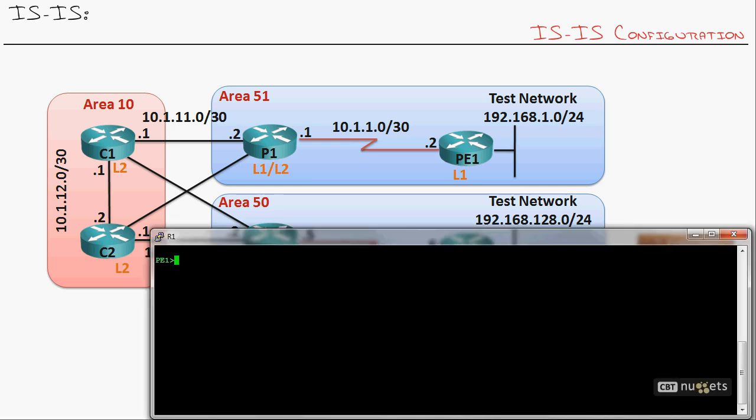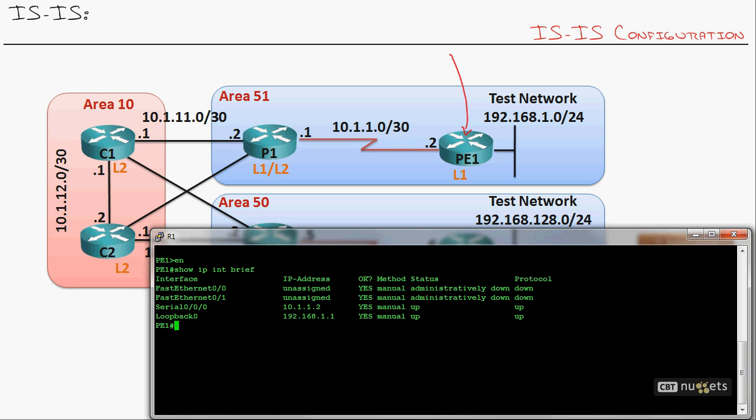Well, I'm going to start off on PE1. We'll go with the little guy first, the one connecting to the edge network, maybe our customers, something like that. So I'm sitting on PE1. I'm going to go into privilege mode, just do a show IP interface brief to get us oriented. And we can see here that we've got the basic interfaces 10.1.1.2 serial 0/0/0 connected up to P1, as well as a loopback just to simulate that test network over there on the right-hand side.